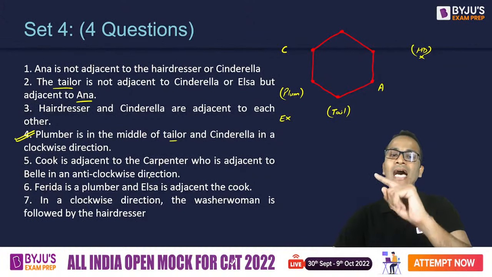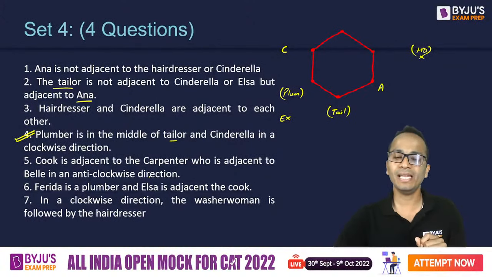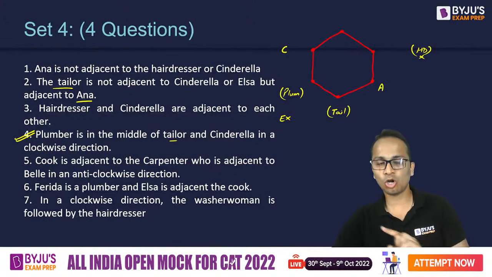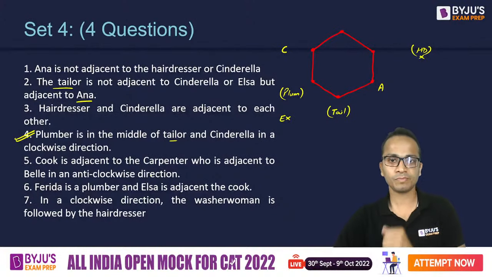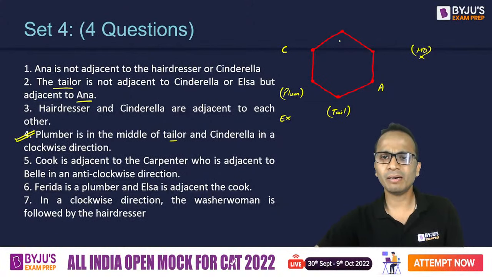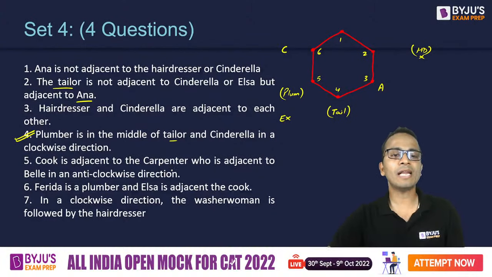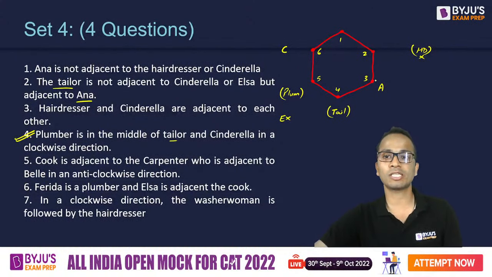So cook, carpenter and then ballet. ये तीन लोग एंटी क्लॉकवाइज डायरेक्शन में होंगे. ठीक है. Now, if I number these positions so that it will be easy for all of you to understand. Now cook, carpenter and ballet in the anticlockwise direction. So 5 और 4 पे नहीं आ सकते, 4 और 3 पे नहीं आ सकते, 3 से स्टार्ट हो सकता है. 3, 2 and 1 it can be.